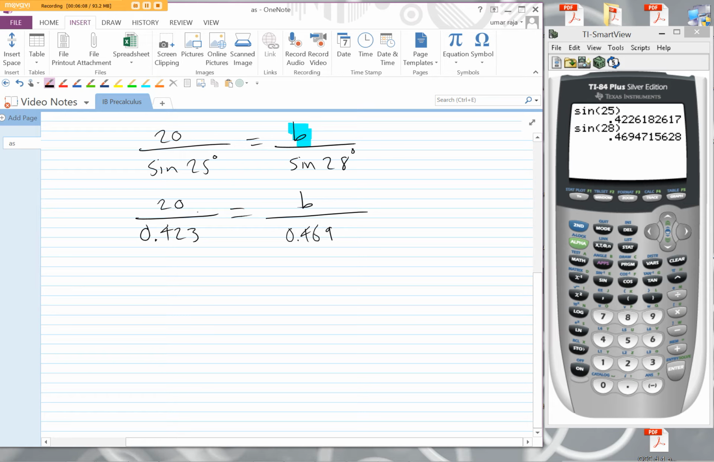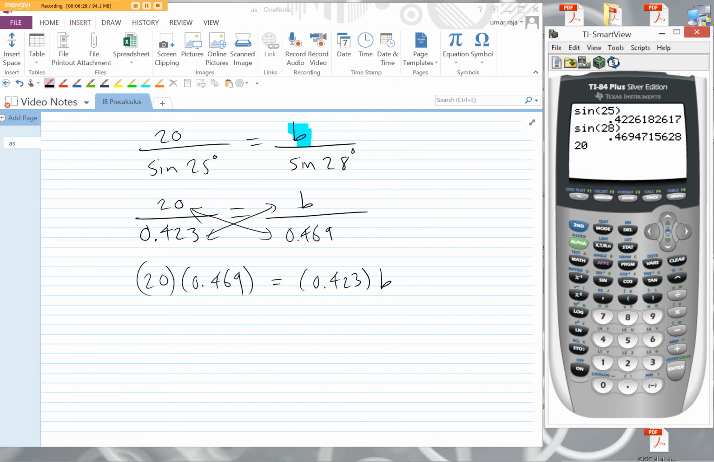So we're going to take the 20 and multiply that with the 0.469. And on the right, we're going to take the 0.423 and multiply that with the b to get that side by itself. Alright, so 20 times 0.469, that's going to give us 9.38 on the left, and that's equal to 0.423 b on the right.